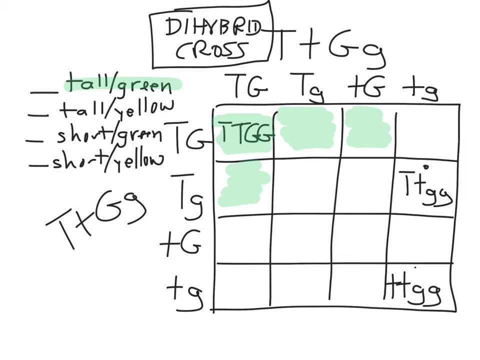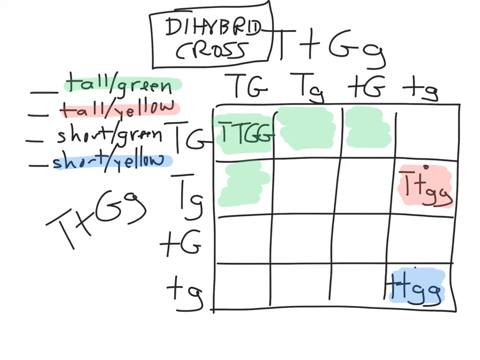So tall and yellow. Let's do red. Tall and yellow. Let's see, here we go. This plant is tall and yellow, yellow being recessive in this example. I think in your homework example, yellow is dominant, so don't get confused by that. Short and green, I don't have a short and green one. And then let's do short and yellow. This one is short and yellow.